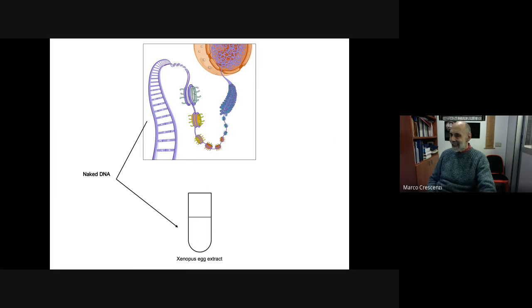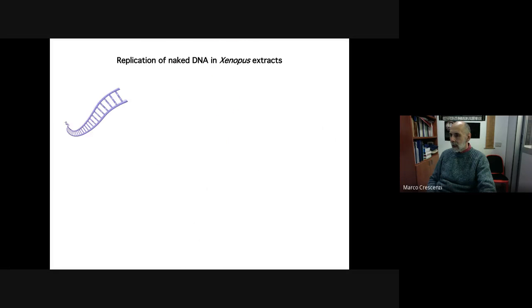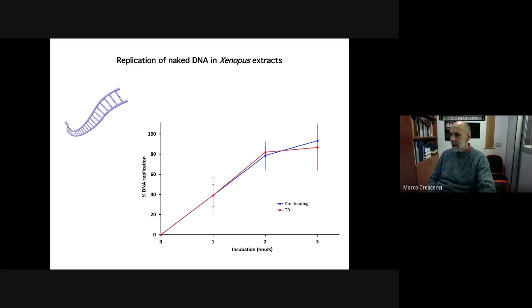So here's what we did. We put naked DNA, pure DNA, into the extract. Or we put nucleosomes, or we put chromatin. First experiment, pure DNA. As you would expect, there is no difference. After all, DNA is DNA. So DNA from proliferating myoblasts or terminally differentiated myotubes behaves just the same in the extract.